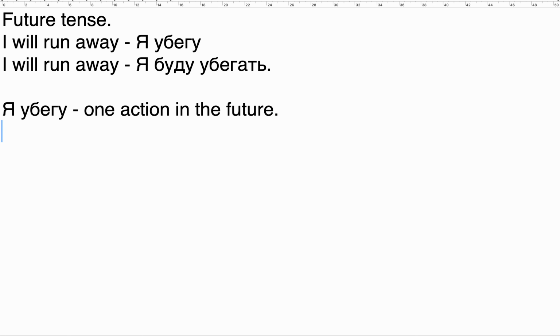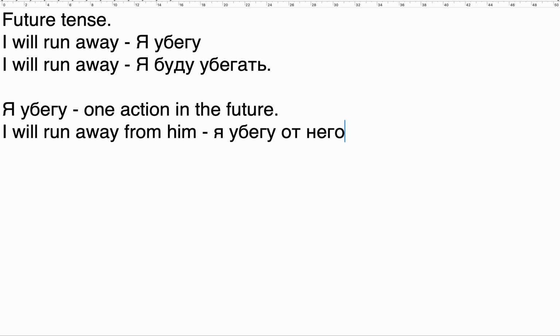Я убегу. For example, I will run away from him. Я убегу от него. It will happen only one time. It will happen like one action in the future. That's why I use this way: Я убегу от него.